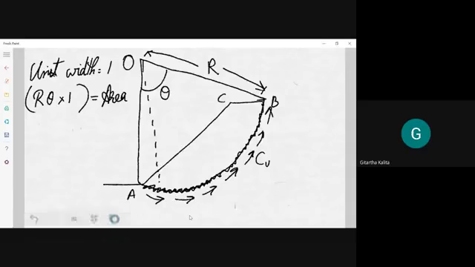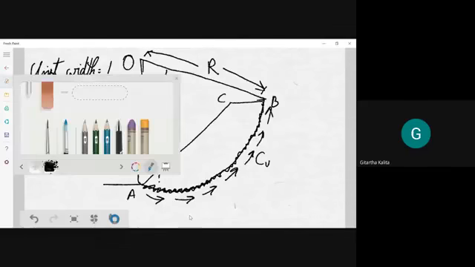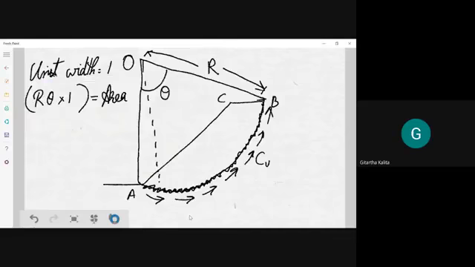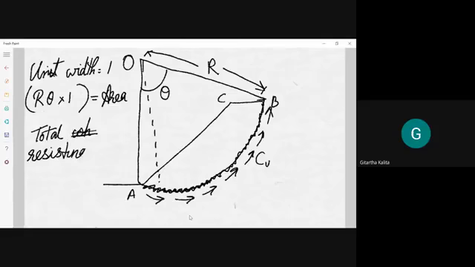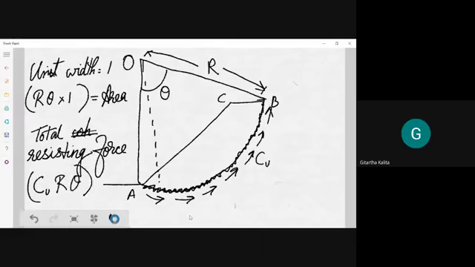So what is the total force? Cu is the cohesion. So the total cohesive force, or resistive force, let me write resisting force, is equal to Cu into area, or we can say Cu r theta. Resisting force, Cu r theta. So Cu r theta is the force that is going on like this, in this manner.